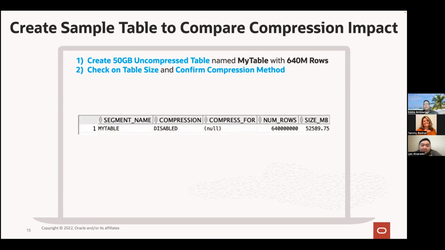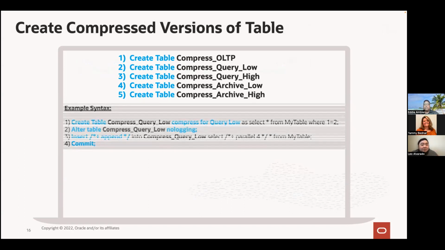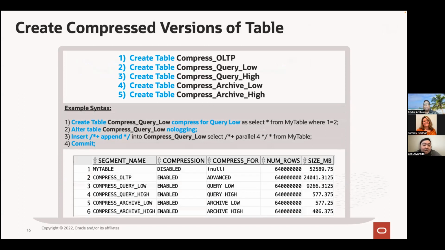So we have created 50 gigs, just to show you that this is an uncompressed table. And then we try to create the compressed versions of the table. To be able to compare the compression impact, we have created 5 tables for different compression methods. So here's the sample syntax that we have used. We loaded our HCC compressed tables using a direct path load.